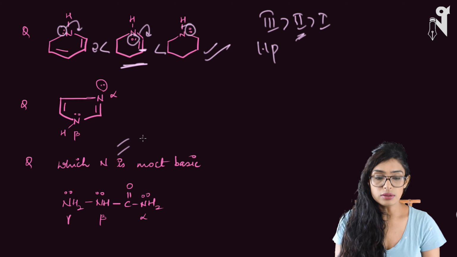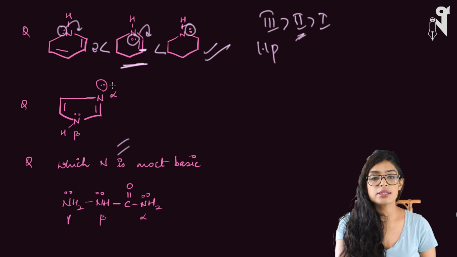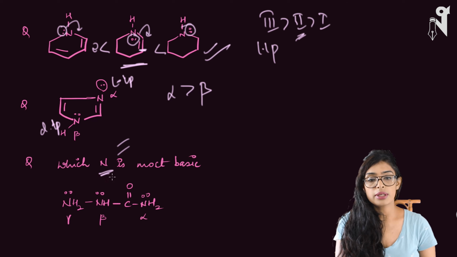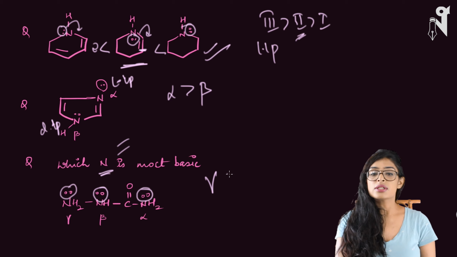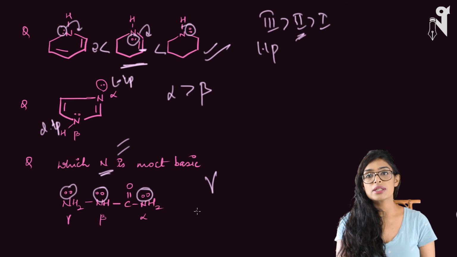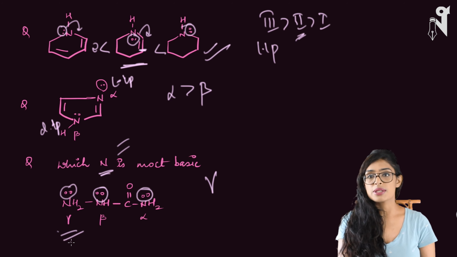Look at the next question. In the next one, this is a local lone pair. This is a delocalized lone pair. Automatically alpha is going to be more basic than the beta one. Now look at this one here again. Here you have gamma, beta and alpha. This is a delocalized lone pair. This is also a delocalized lone pair, and this is a localized one. So this is going to be the most basic. So the question is, which one is the most basic nitrogen? Your gamma is going to be the most basic nitrogen.